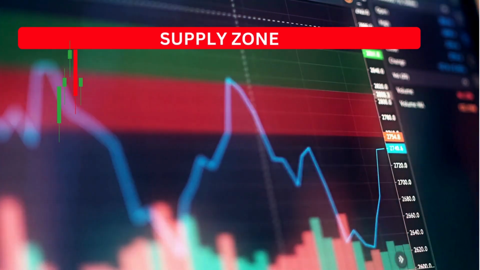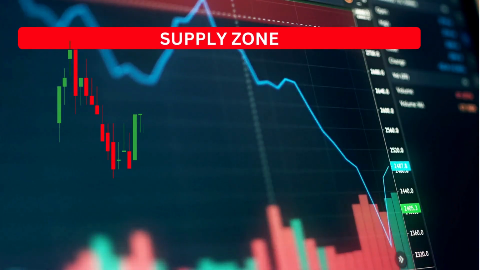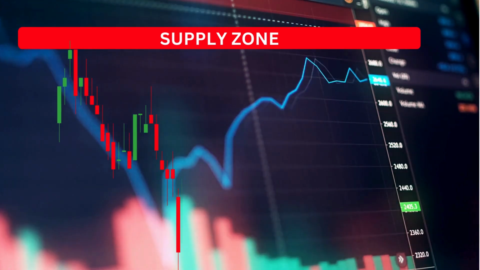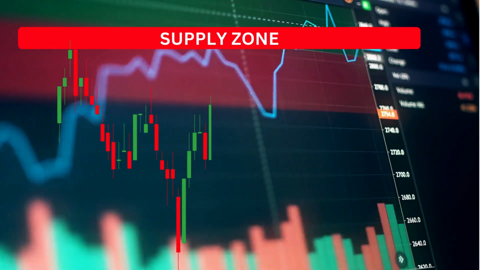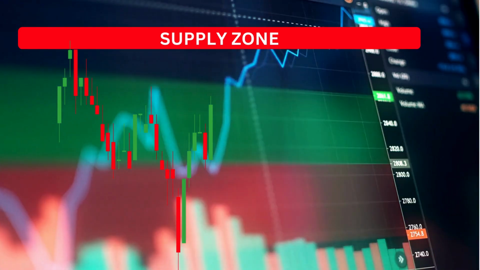And on the contrary, a supply zone एक वो area है जहाँ पर selling pressure is greater than the buying pressure. Or in other words, number of sellers are greater than the number of buyers and there is an expectation कि price वहाँ से नीचे जाना चाहिए.